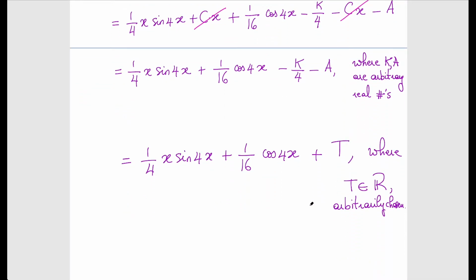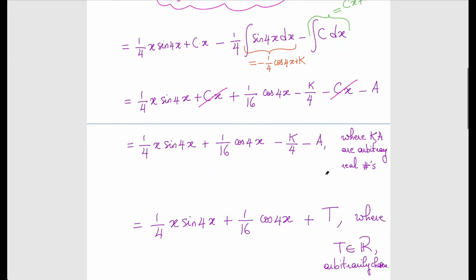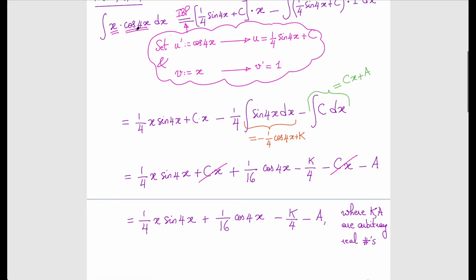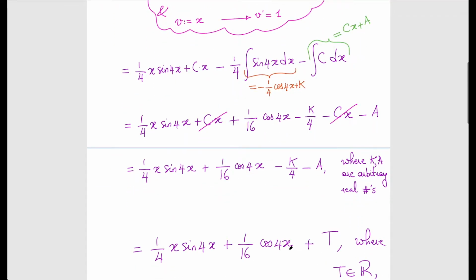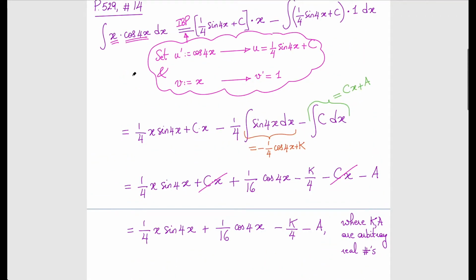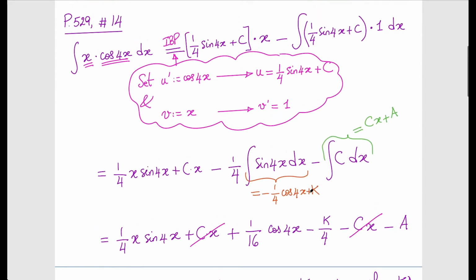Okay? Alright, so this guy then is the primitive of x cosine 4x. You can check, you can differentiate this whole thing, and you must get this integrand. Okay? Alright. So we finished this problem. What if we did the other way? What if we did, instead of choosing the x to be the v and the cosine 4x to be the u prime, what if we chose the other way?